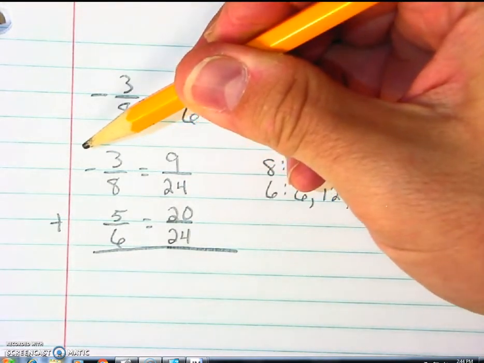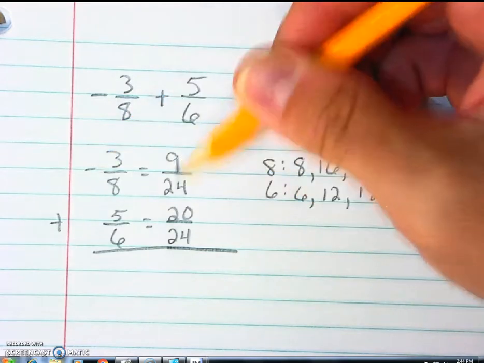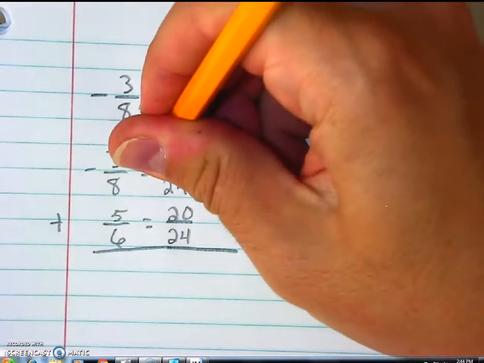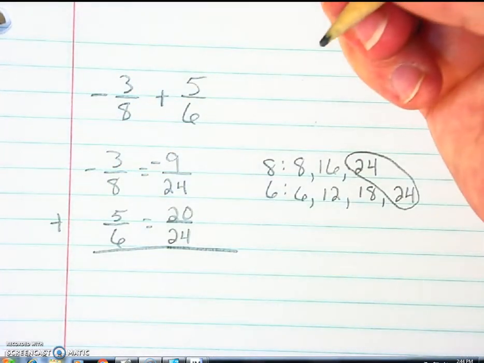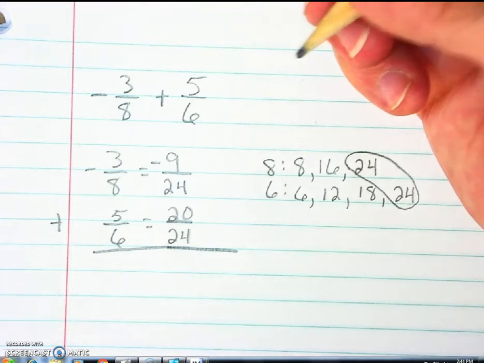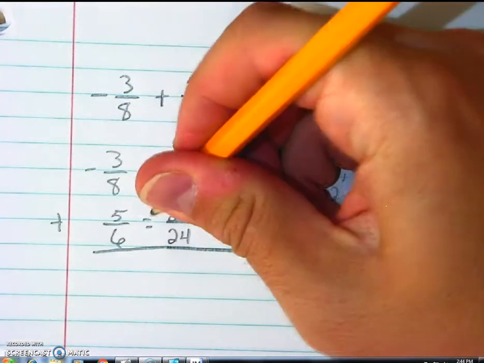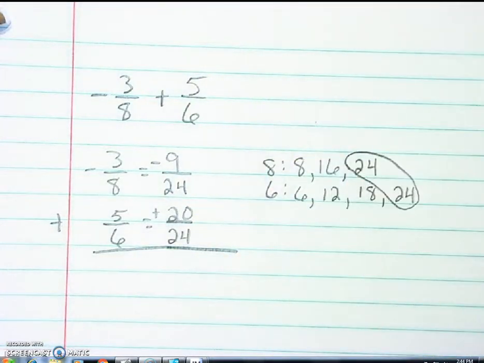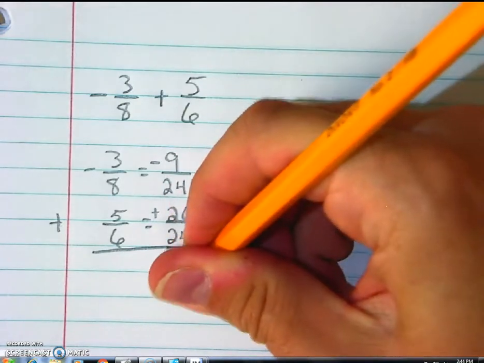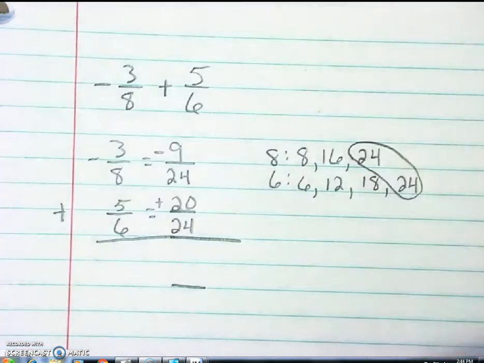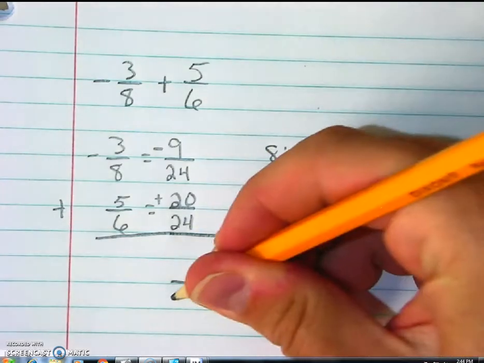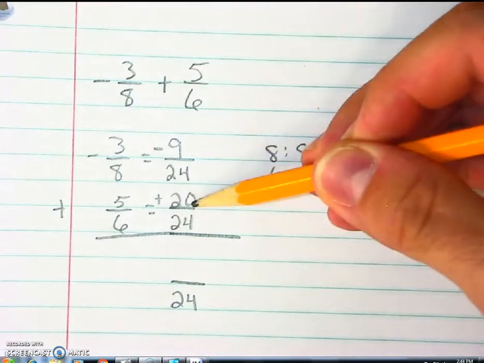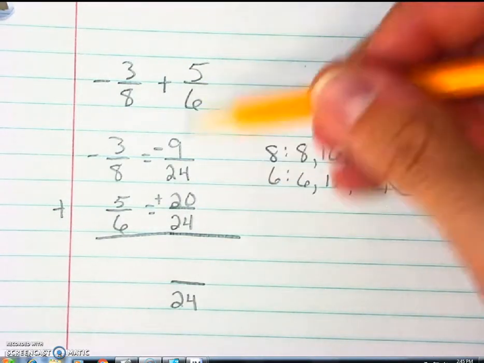A very common mistake in working these is once we have our new fractions to deal with, the negative sometimes is not brought over. It's very important that that negative gets brought over. This is a negative 9/24, and we are adding 20/24. Now that we have common denominators, I know that the denominator of my answer will be 24. Really, once we have like denominators, we're doing our operations with the numerators.